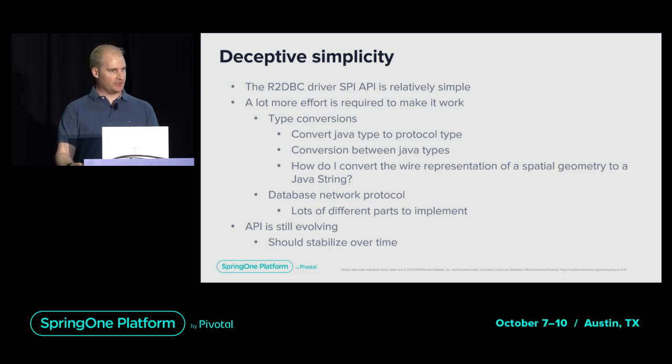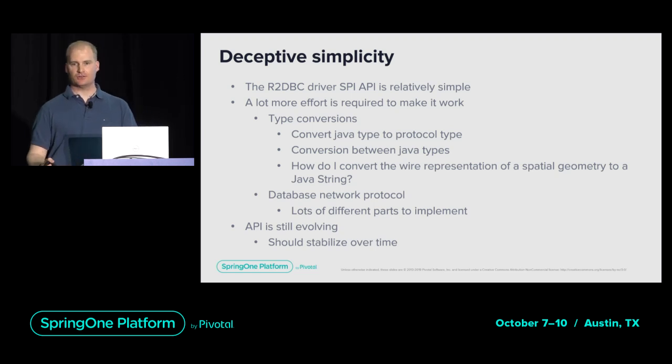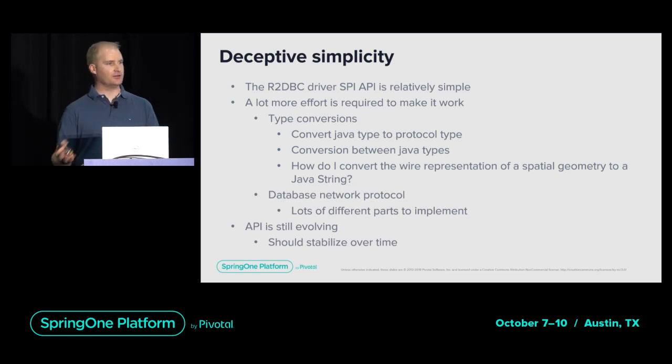The database network protocol itself, depending on your database, might be more or less complicated. And so you need to first understand what the different parts do, and then also build an implementation so you can read and write those from the network. Another minor issue, the API of R2DBC, R2DBC being a relatively new project, is still evolving. So from time to time, there are changes, and so you need to adapt little things. But it's usually not really big things, and it should stabilize over time as it gets more mature.